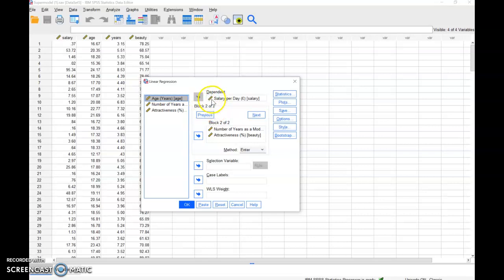Our dependent variable is going to be salary per day. Our independent variable for block 1 is going to be age. And for block 2, our independent variables are going to be number of years and attractiveness.